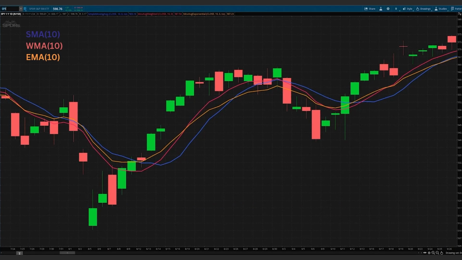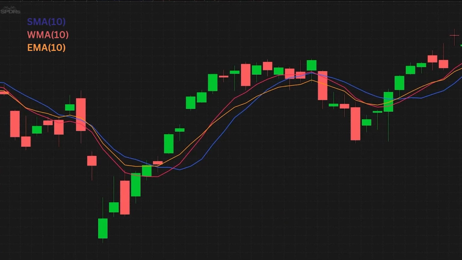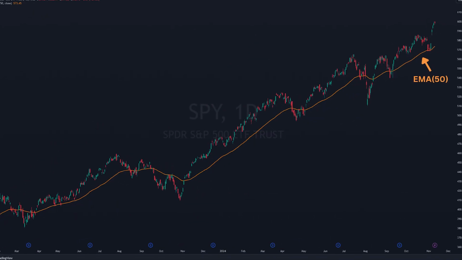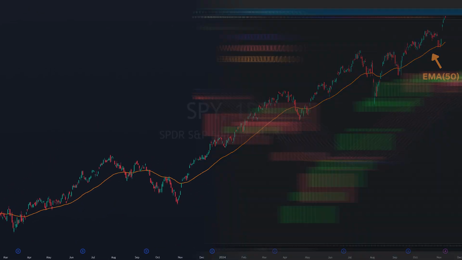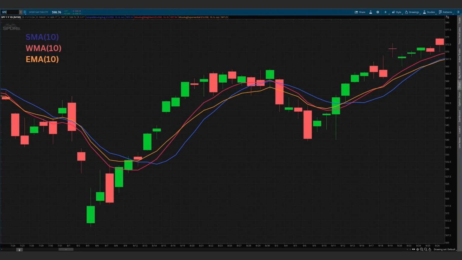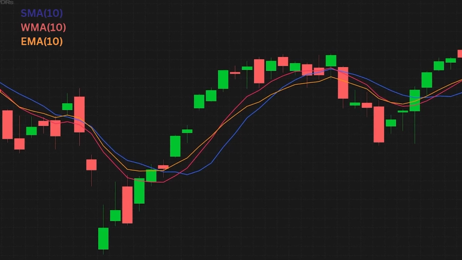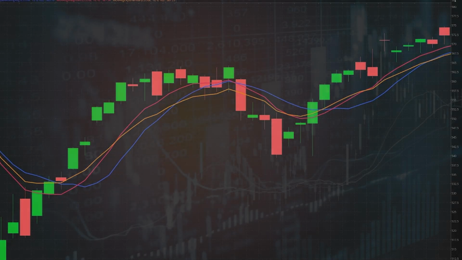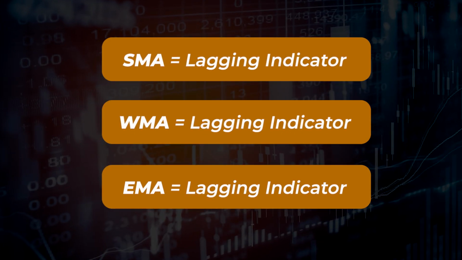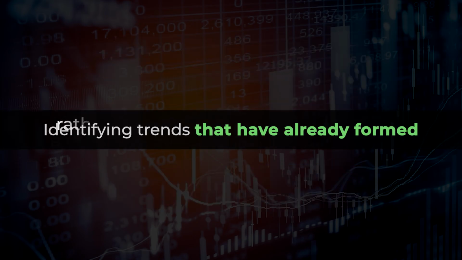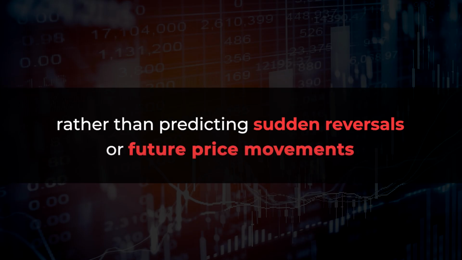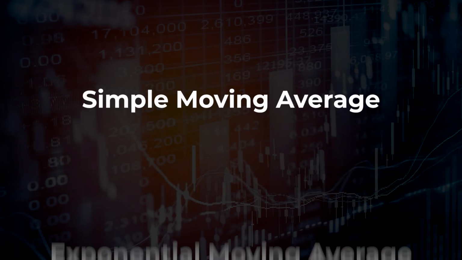All three types of indicators have their strengths and weaknesses. The SMA provides a steady, broader picture of the market, while the EMA helps traders react faster to what's happening right now. The WMA, on the other hand, offers a balanced approach, reacts quicker than the SMA without being as sensitive as the EMA. However, because all three are lagging indicators, they work best for identifying trends that have already formed, rather than predicting sudden reversals or future price movements. In this video, we'll mainly focus on the SMA and EMA.